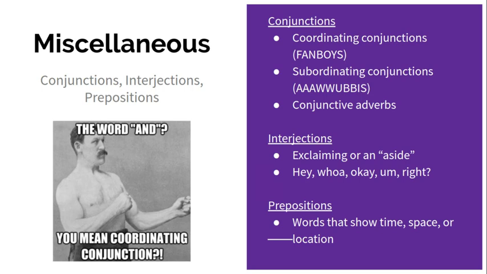Another way of looking at this is these are words that show time, space, and location between two nouns. So, of course, our airplane and our cloud are two nouns, and anything that shows time, space, or location between those two objects is considered a preposition.